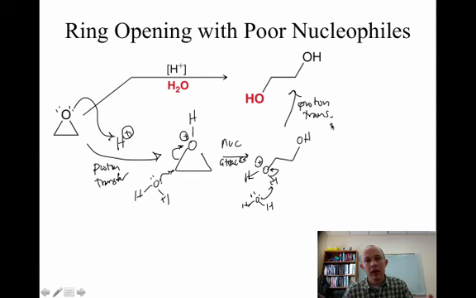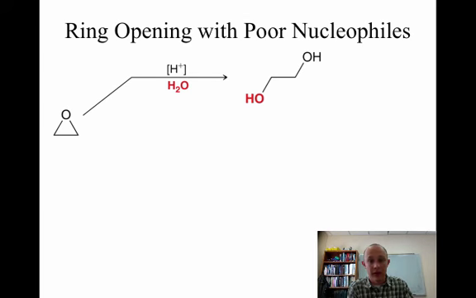This is only going to be a reasonable pathway for poor nucleophiles. It's mostly going to be water and alcohols, much like the SN1 reaction that we talked about previously.